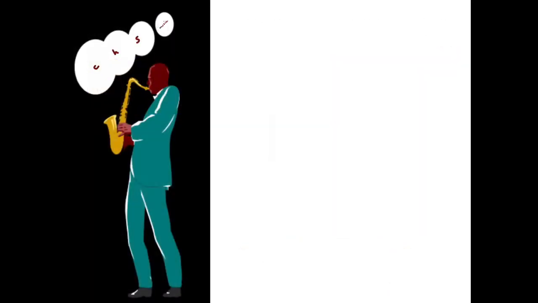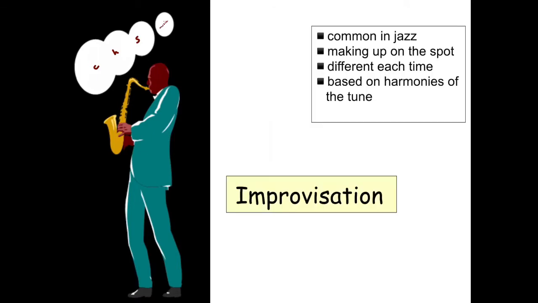The first concept that we're going to look at is improvisation. This can be heard in pretty much any piece of jazz music. Improvisation is when the musicians make up the music on the spot. This means that each performance will be different.